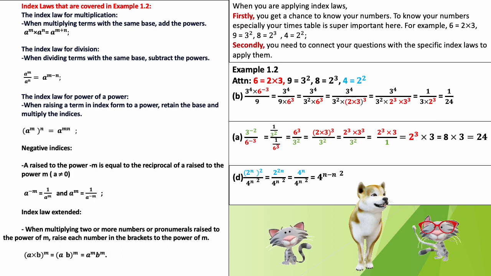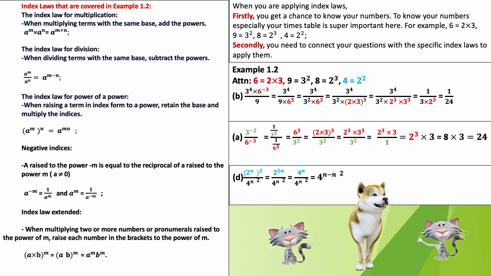Index laws that are covered in Example 1.2. Here are the index laws that are applied in the example on the right. The index law on multiplication: when multiplying terms with the same base, add the powers. A to the power of m multiplying a to the power of n equals a to the power of m plus n.